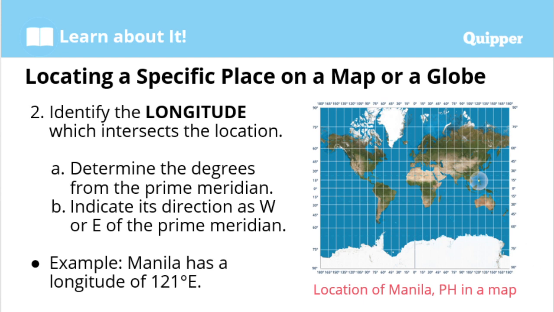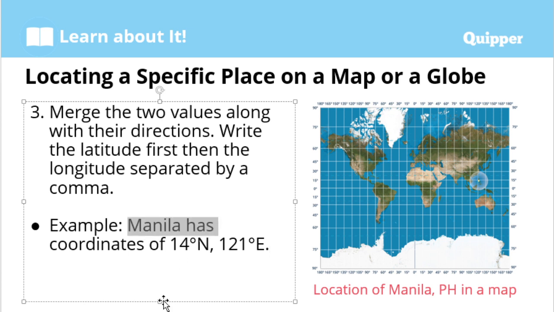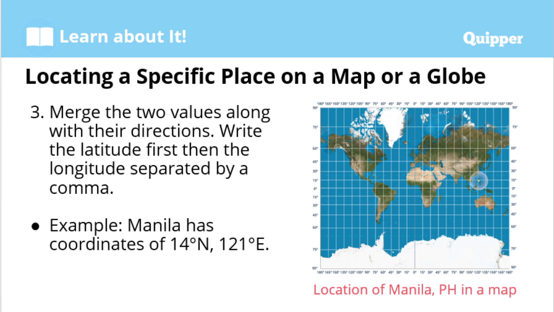So, ang gagawin lang po natin doon is just to merge those two values along with their directions, right? The latitude first, then the longitude separated by a comma. Alright, so Manila has a coordinate of 14 degrees north and 121 degrees east. Ito na po yung specific na nakita dyan. So I hope that you get to understand this one, no? I think that this will only be a review for you, sa AP nyo, right? So punta po tayo dito sa next.